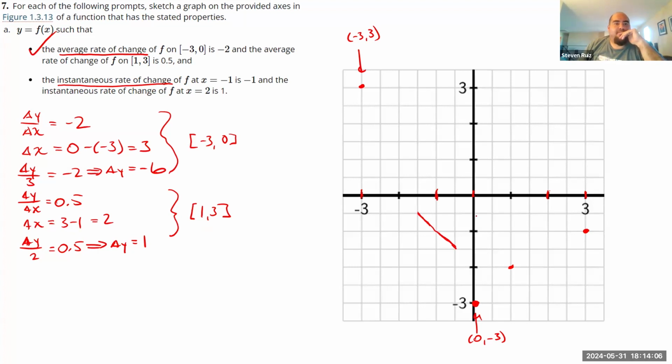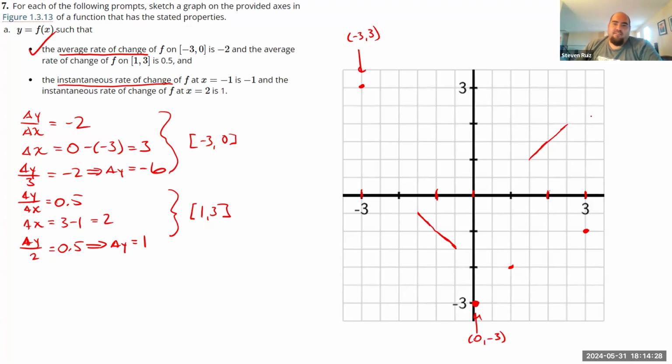And what else do I want? I want the instantaneous rate of change at 2 to be +1. So let's say I want this, again, the location I am picking is not the place it has to be. You have a lot of freedom here.